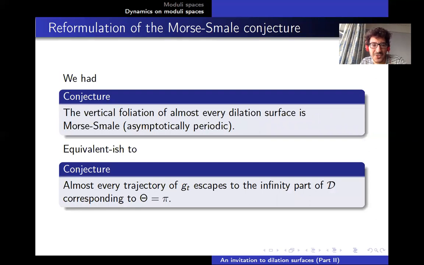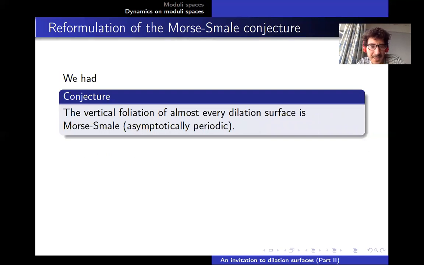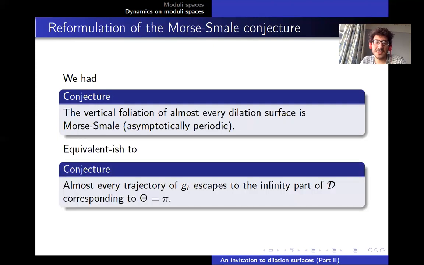And that conjecture that we discussed earlier, in view of the criterion that we've just given, the conjecture that almost every vertical foliation is Morse-Smale, could be rephrased in terms of the action of the Teichmüller flow. So you have this Teichmüller flow, and you want to say that almost every trajectory escapes to infinity in this wider path, whatever that is.